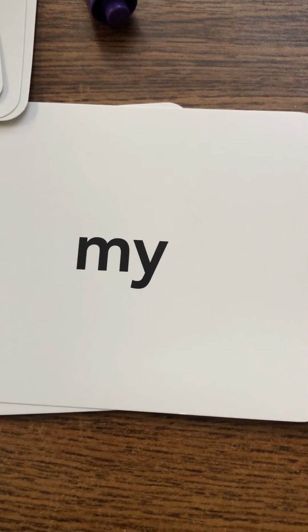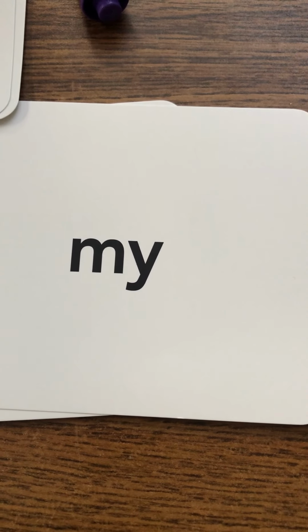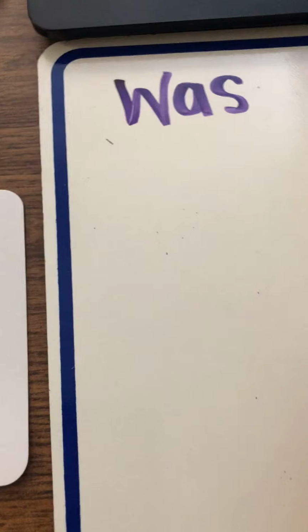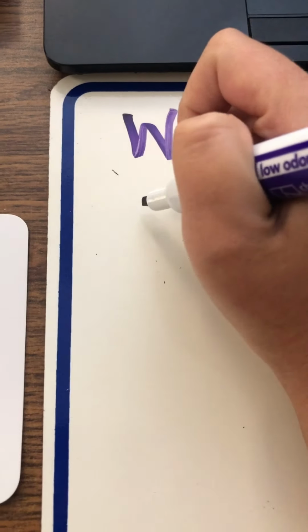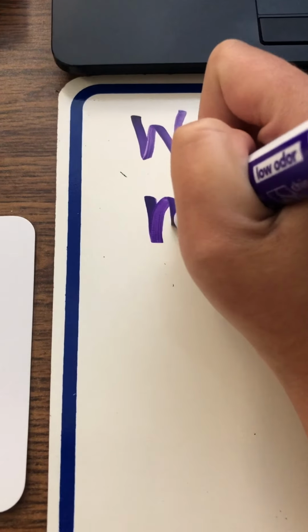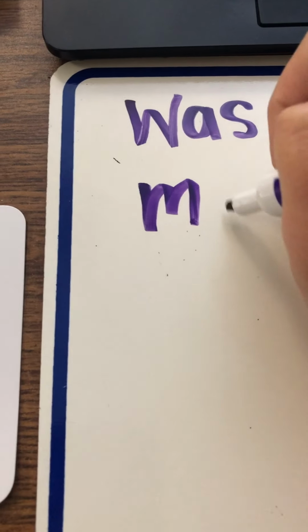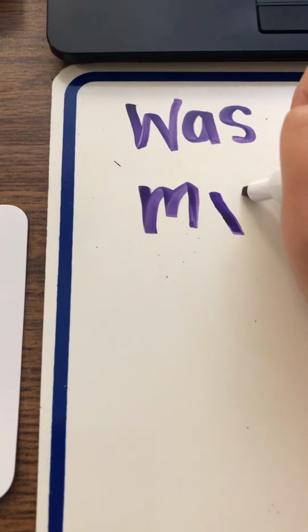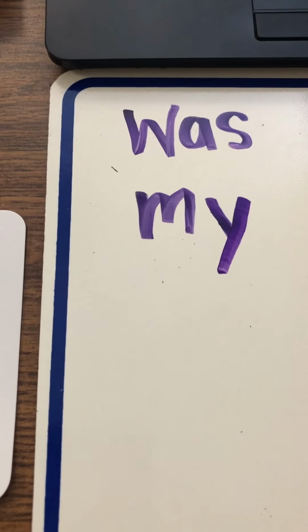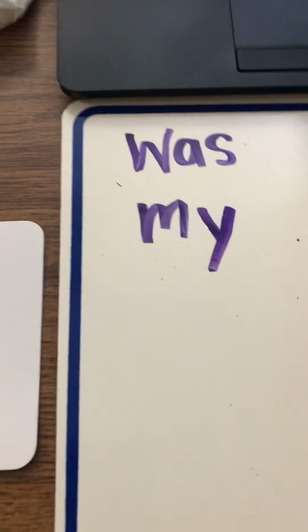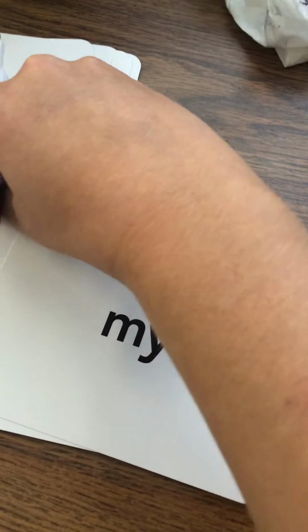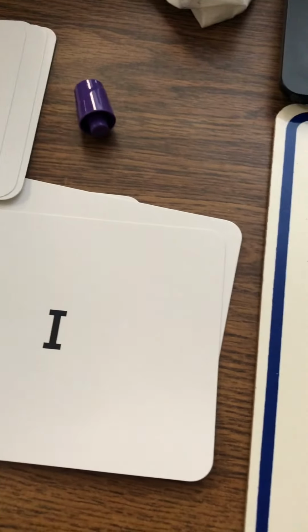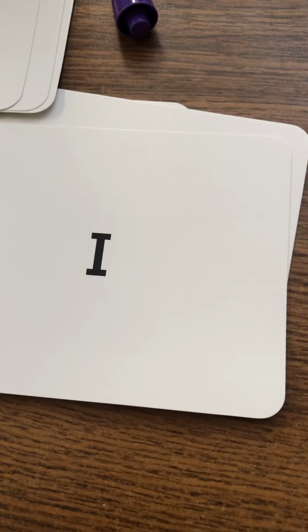Our next word is the word my. Awesome job. And we spell my, M-Y. So let's come over here and let's practice writing my. We've got our M, Y. Remember, when you're making a Y, you do a slanted line that way and a longer slanted line that way. M-Y spells my.